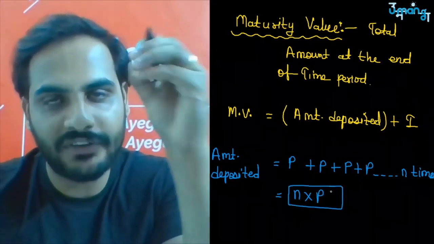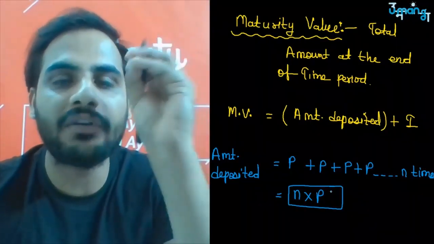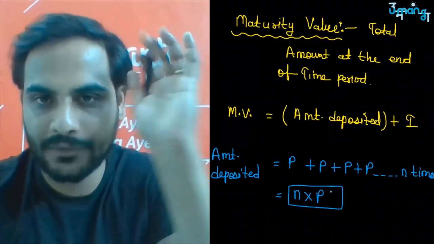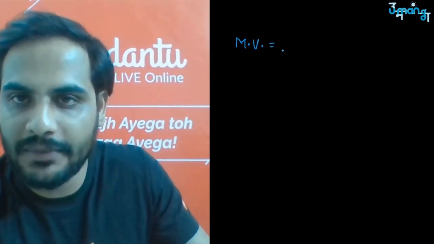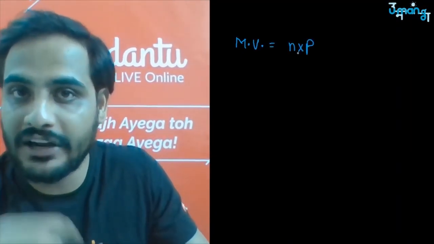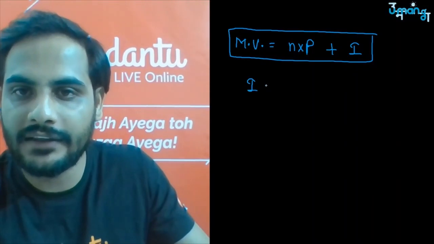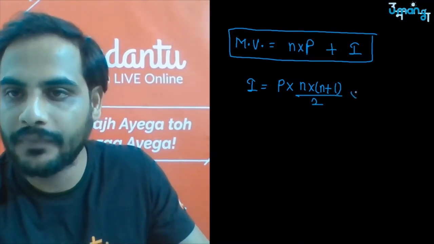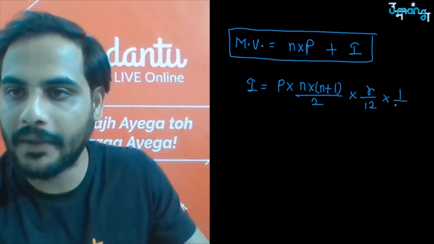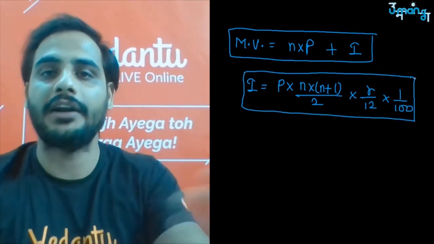If every month you are depositing P amount and you have taken this account for, let us say, n months, the total amount deposited by you will be n into P. Got it? So whenever the question asks about maturity value, the maturity value will be n into P, which is the amount deposited by me, plus the interest, where we know that the interest is P into n plus 1 divided by 2 into R by 12 into 1 by 100. Got it?